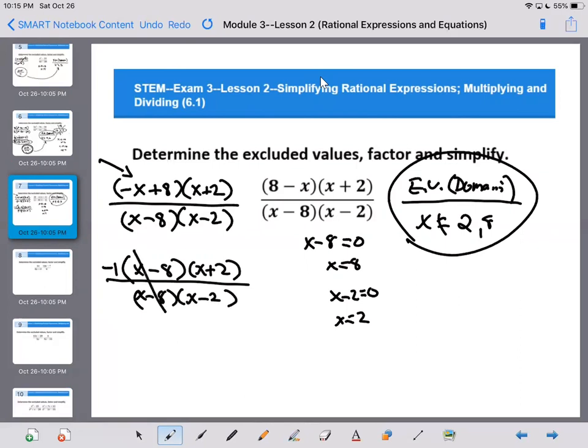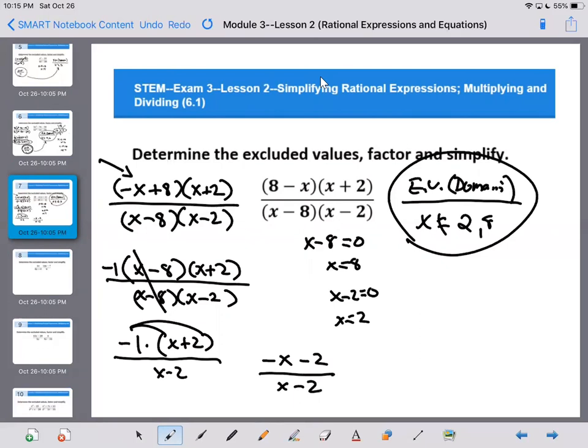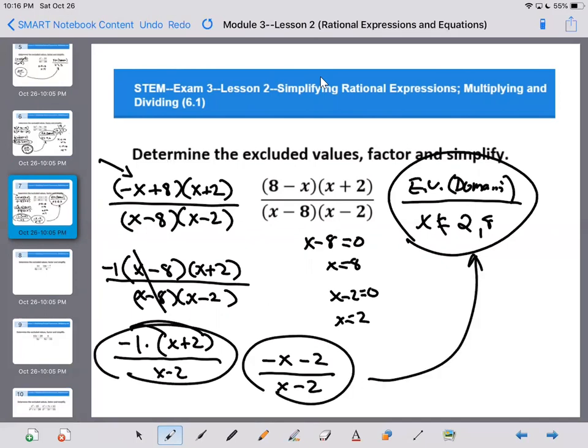So we can write it as negative 1 multiplied by x plus 2 divided by x minus 2. Or you can look at it and distribute and get negative x minus 2 over x minus 2. Those are the same. So I would take it as this, or I would take it as that, as a simplified expression along with the domain.